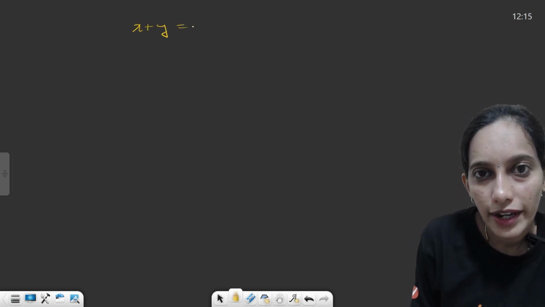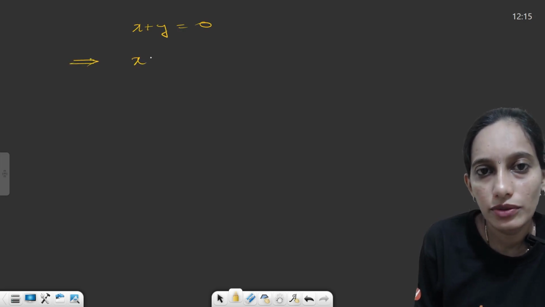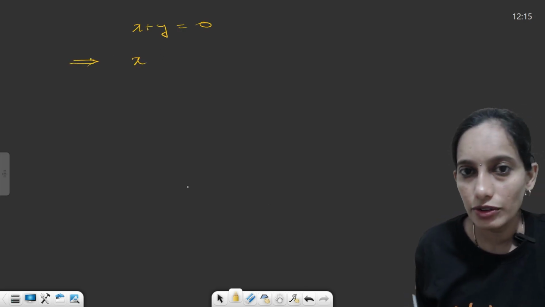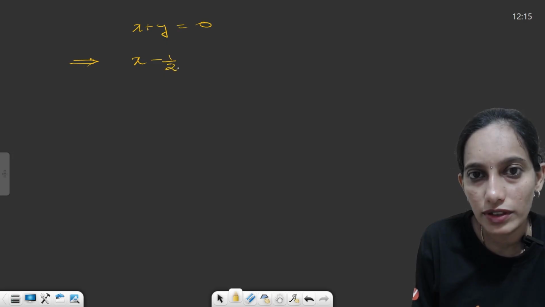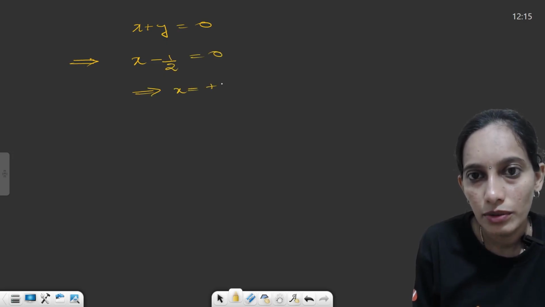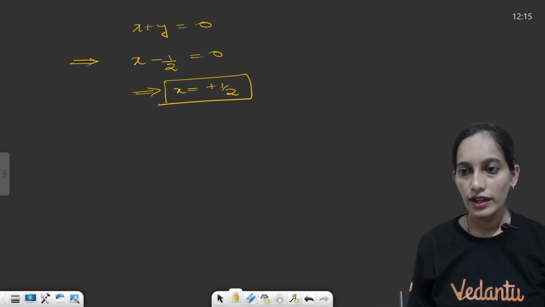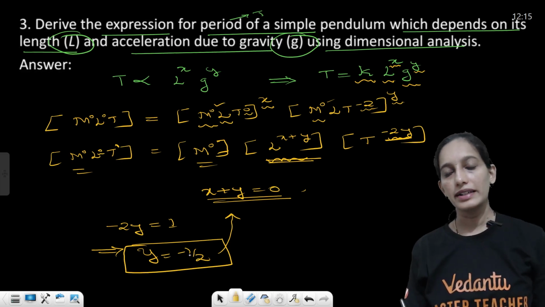Yeah. So x plus y is equal to 0 is there. So x value we have to find out, but what y value have we got? -1/2 has come. So this will give us x is equal to +1/2. Okay. So x is equal to +1/2 and y is equal to -1/2.